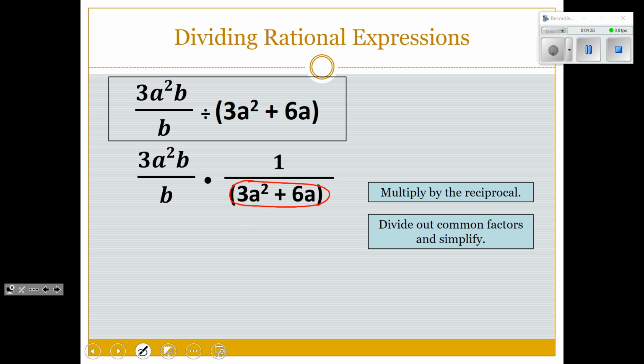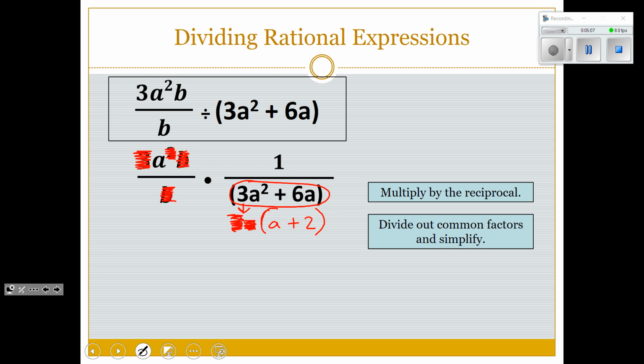But it does have a greatest common factor, a factor of 3a. So let's factor out a 3a, and that leaves a plus 2. So now outside the binomial, we have this 3a that we can use to cross-cancel. So here we have a 3 on the top and a 3 on the bottom. Since we pulled that out, it can cross-cancel. We have a b that cancels out with this b. One of the a's cancels out this a.